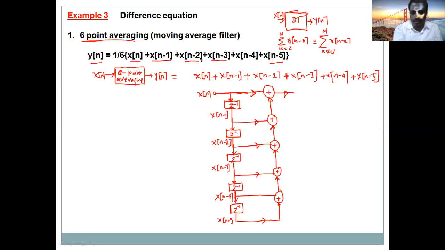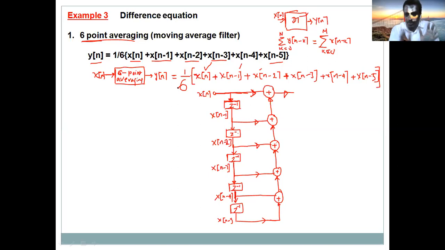So look here. This is the present input, right? All these are x of n minus 1, and so on, the last values of inputs added together. And how many samples? 1, 2, 3, 4, 5, 6 samples. So when you divide it by 6, it will be the average. That's why this system is called a 6-point average. We add the last 6 most recent inputs together.